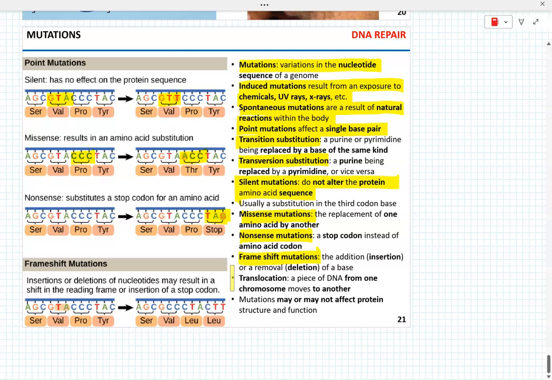Frameshift mutations are formed when a base is either added, insertion, or removed, deletion. So in this example, you can see that T and A are removed, and that leads to a complete change in the amino acid sequence of the protein that is now encoded by this new sequence. Another interesting type of mutation is called translocation, when an entire chunk of DNA is moved from one chromosome to another. It's important to understand that while mutations can change the structure and the function of the protein, they don't necessarily have to. Silent mutations won't, and even missense mutations, if one hydrophobic amino acid is replaced by another hydrophobic amino acid, may have no effect on the structure and the function of the protein.